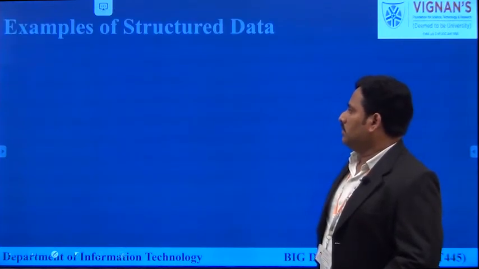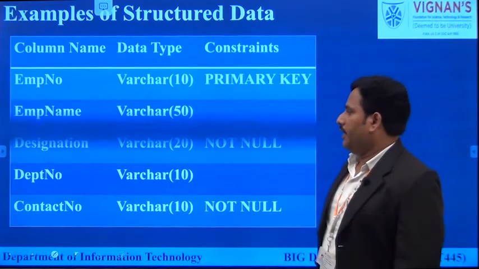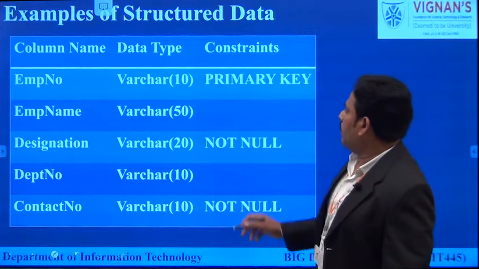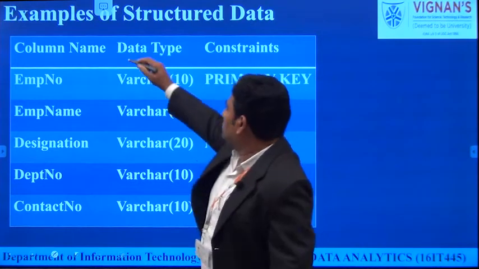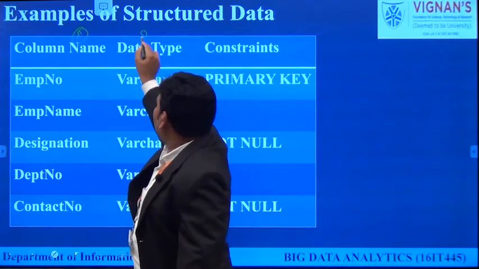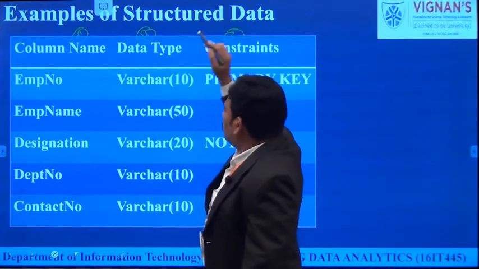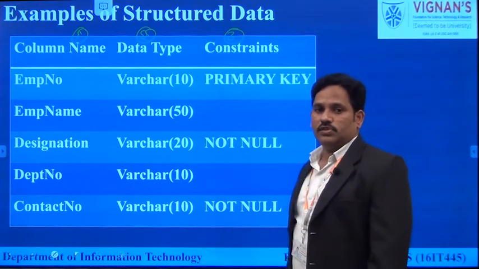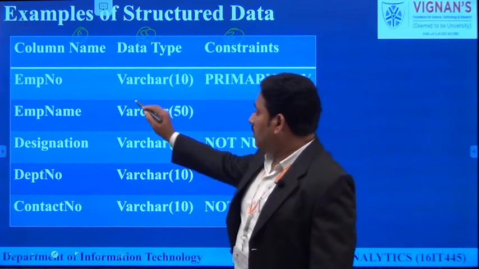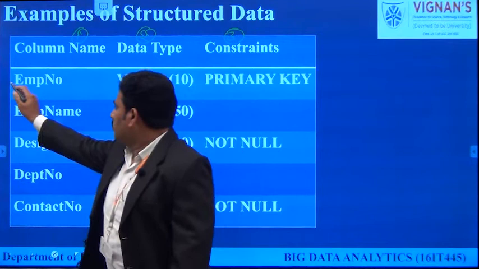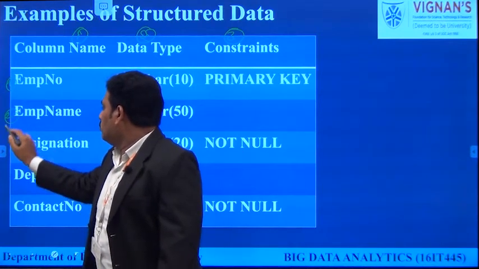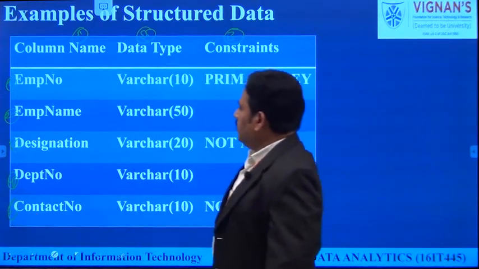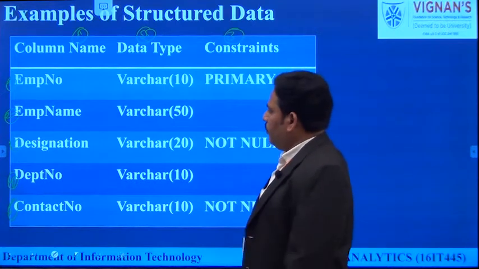And another one, we will see the examples of structured data. So as we discussed earlier, the basic representation of structured data is in the form of rows and columns. So here we are having 3 columns, like column number 1, 2, 3. The first column is the column name, second one is the type of the data, third one is constraints which are imposed on data type. And we are having 5 rows here. Row number 1, 2, 3, 4 and 5. So we'll see information regarding few rows.